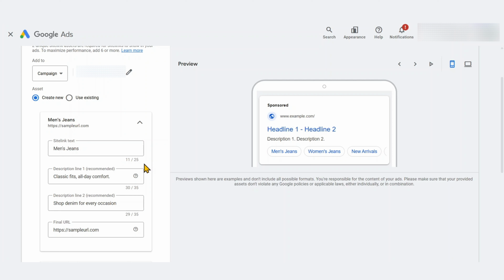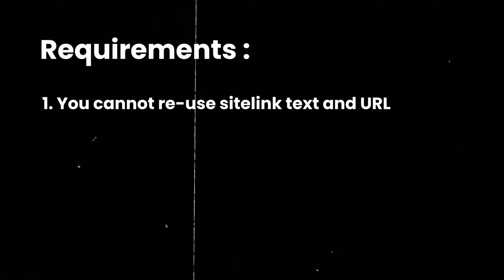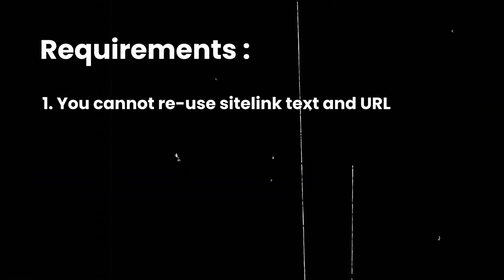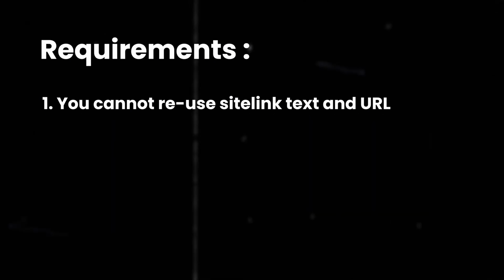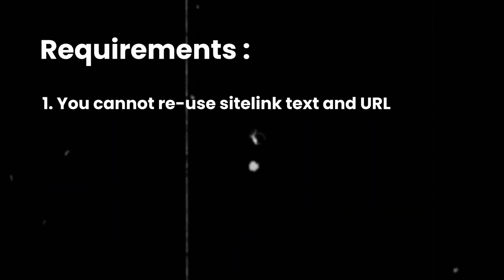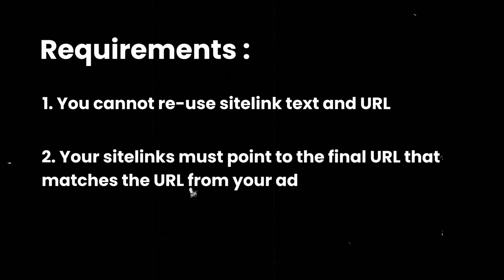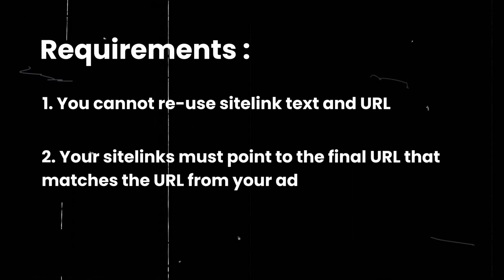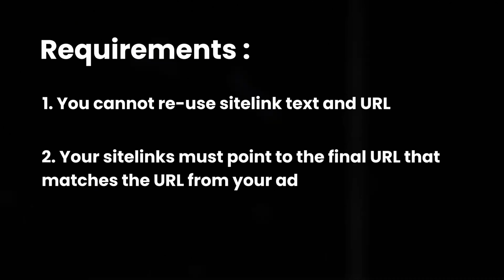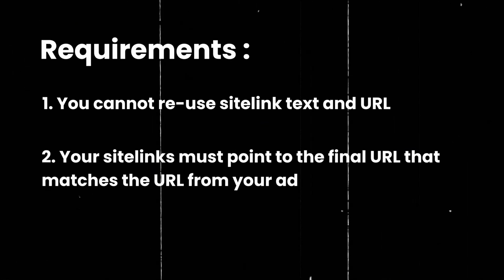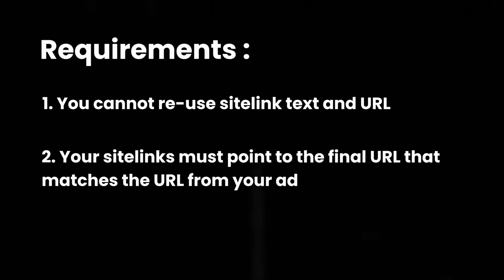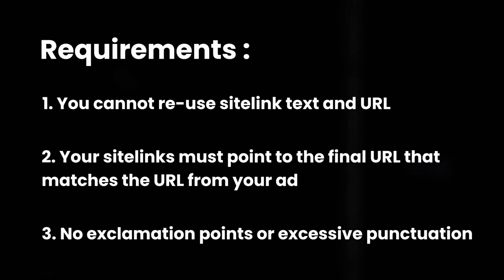As usual, there are several requirements that you need to follow. First, you cannot reuse sitelink text. Even if they point to different URLs, each sitelink text must be unique. Second, your sitelinks must point to the final URL that matches the URL from your ad. However, Google does allow links pointing to third-party sites under limited circumstances, like your Facebook page, your Twitter account, your YouTube video, LinkedIn, or Instagram. Exclamation points and excessive punctuation are also not allowed.